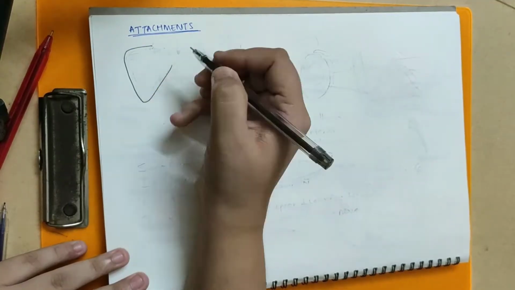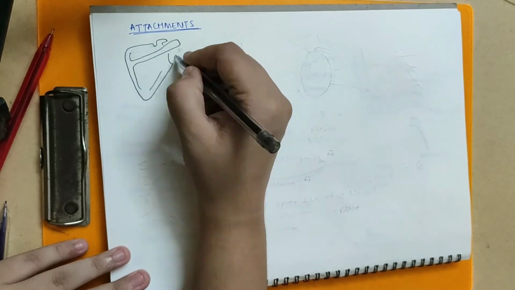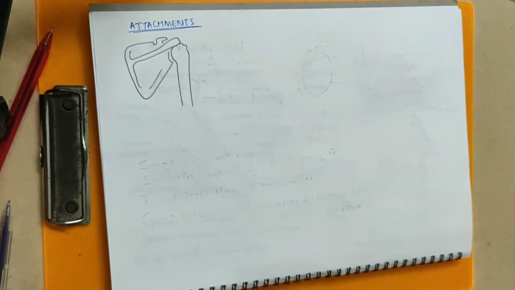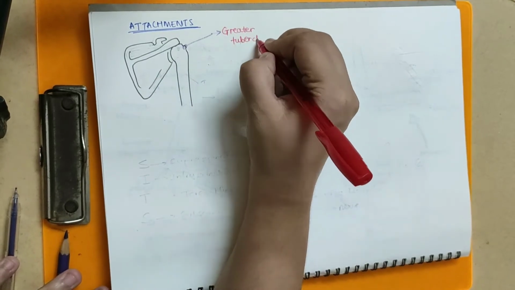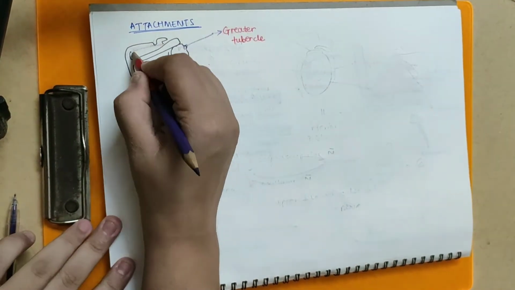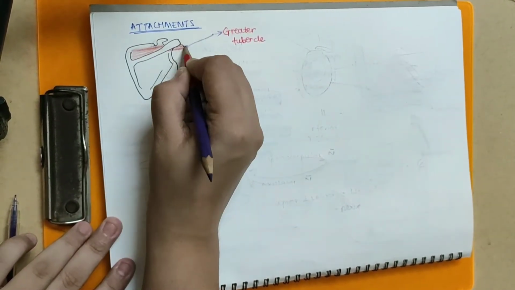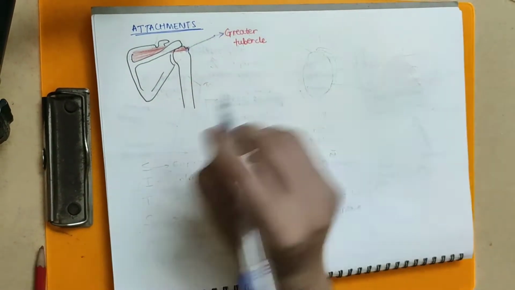In order to understand the attachments, let's look at the posterior view again. This is the greater tubercle of the humerus. The supraspinatus muscle arises from the fossa and attaches to the greater tubercle.